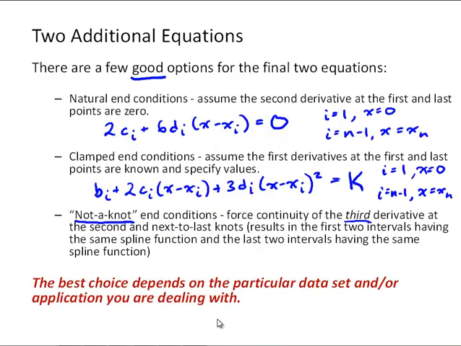So the best choice for the end conditions, which is something you use when you implement splines in MATLAB or go through the detailed calculation with numbers to find the spline coefficients, is going to depend on the particular data set you're working with and the application you're dealing with. Generally you might try a couple different options for the end conditions and see which one yields a result that seems most reasonable. We'll see an example of that when we implement splines in MATLAB in the next video.